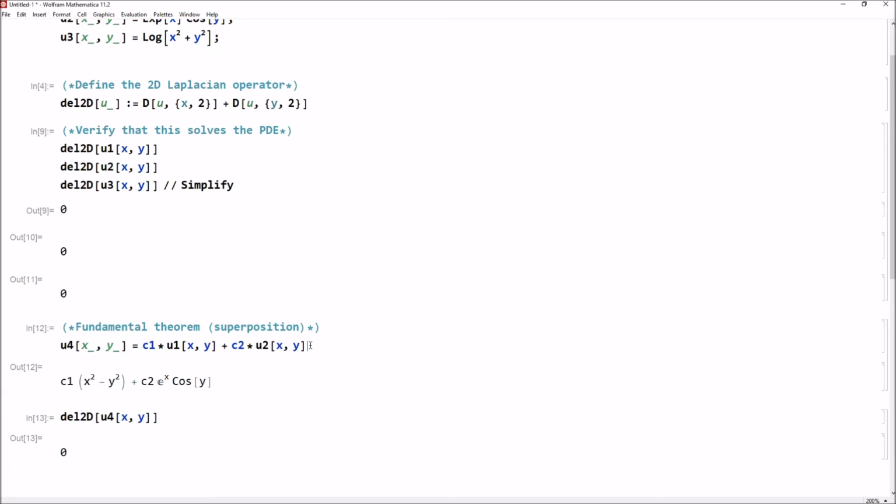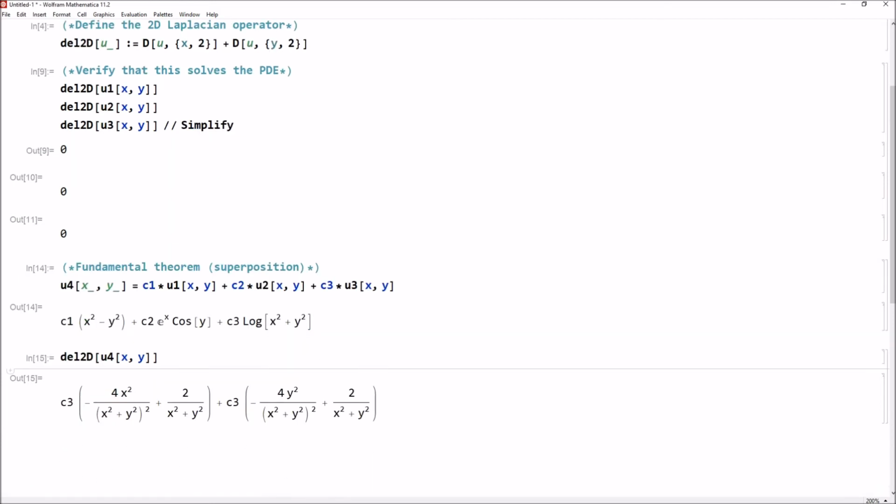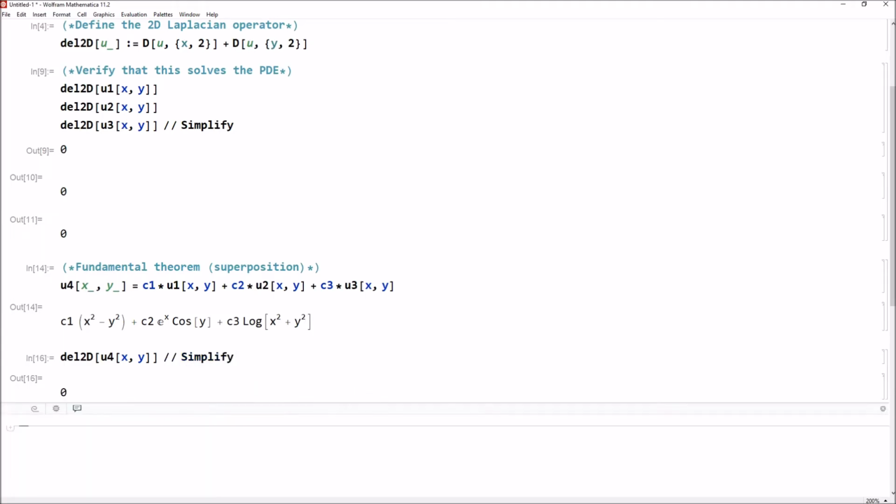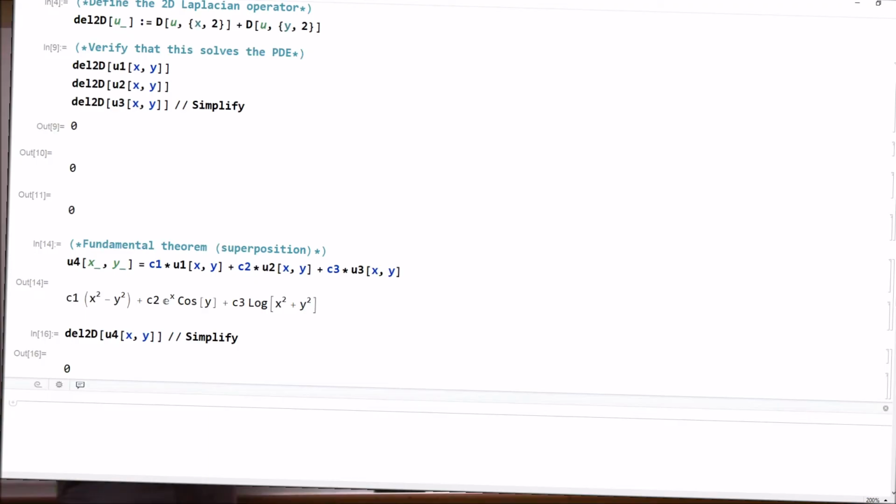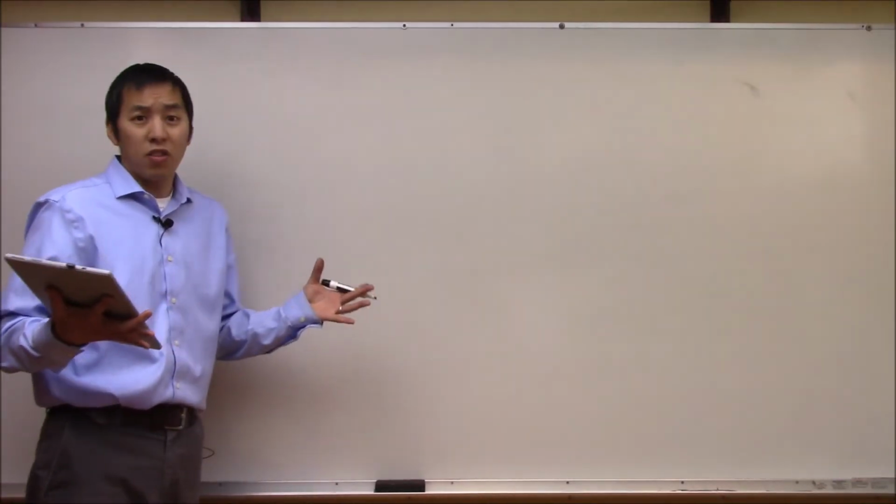We can even come back here and get a little bit more complicated: C3 times U3 of x and y. Let's add those all together. So now I've got something really complicated. Let's try this again. And again, we'll probably need to simplify this a little bit, but it's still 0. So superposition held for this case, and actually it should hold for any linear homogeneous partial differential equation. All right, so this is all very exciting.